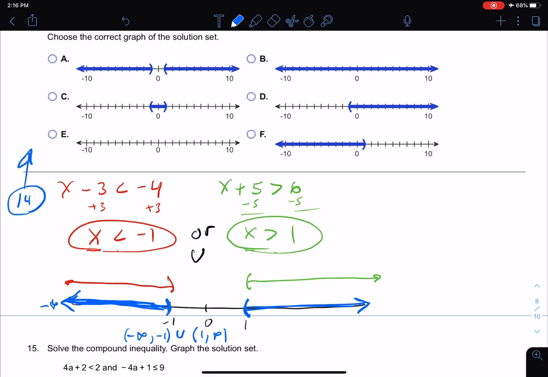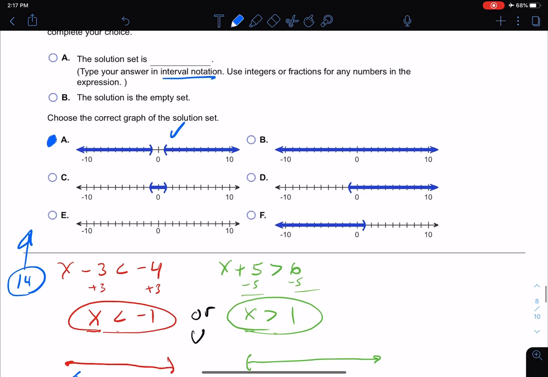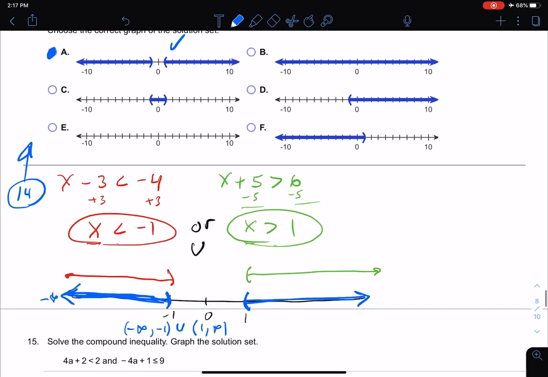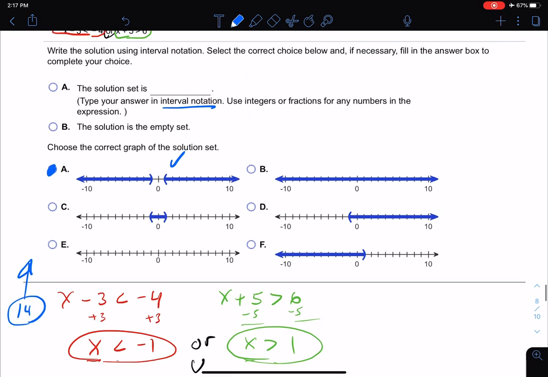And so it goes from -1 to negative infinity, and it goes from +1 to positive infinity. And so still trying to figure out which number I'm on, number 14, right? And so that should be A. There we go. Yeah, that looks like it right there. And then if we take a look at our interval notation, it should be this one right here, from negative infinity to -1, union 1 to positive infinity. Yes.